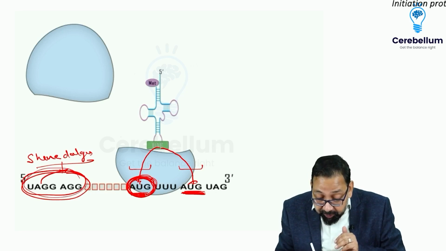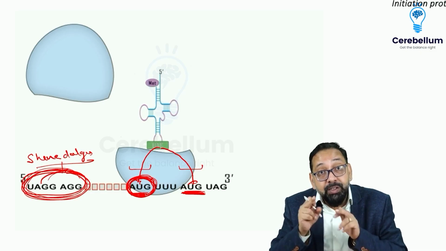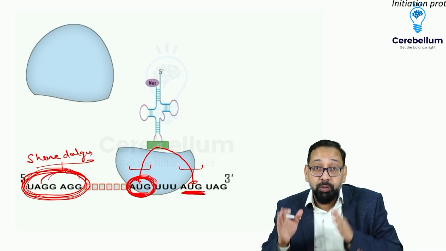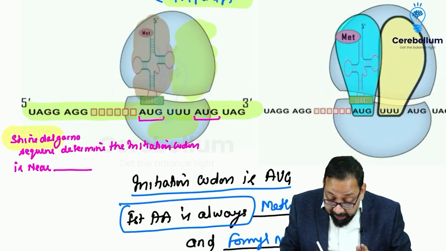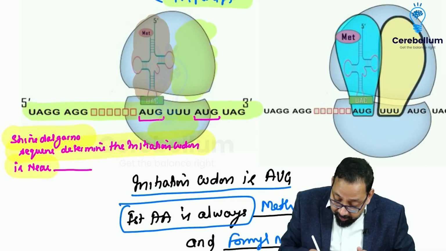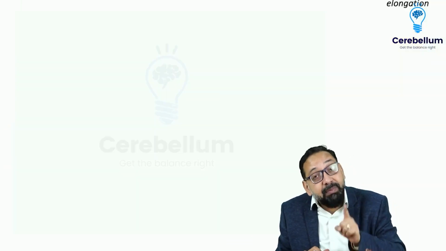It is near the Shine-Dalgarno sequence. Means that the AUG which is near the Shine-Dalgarno sequence would be the initiation codon. So I can say the Shine-Dalgarno sequence determines the initiation codon, and it is near AUG or upstream to AUG. Now we start the second step, that is elongation.